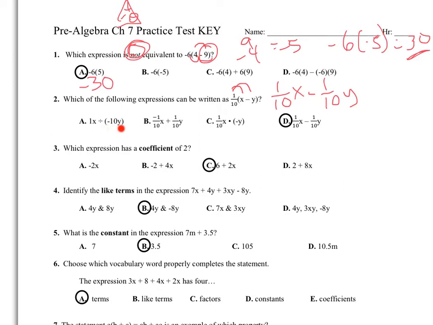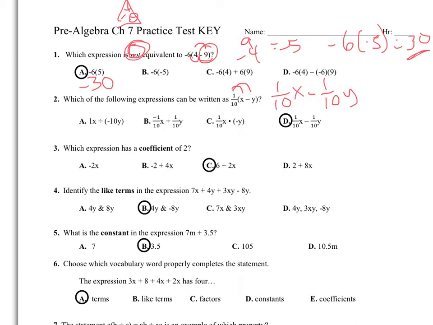1x divided, no. Negative 1/10, I don't see any negatives there, no. 1/10 x times, no. 1/10 x minus 1/10 y. Perfect, that's exactly it. Okay, so there's D.